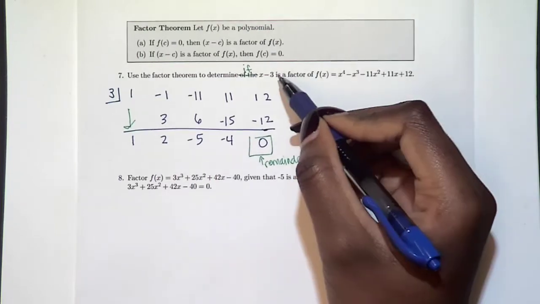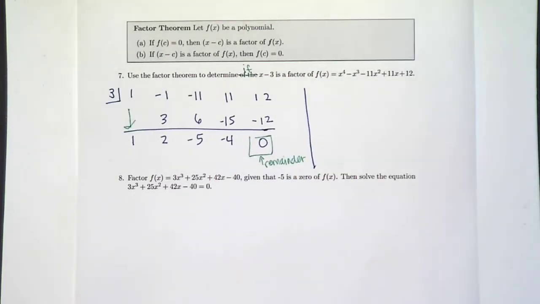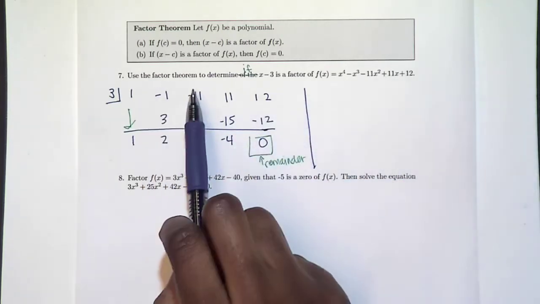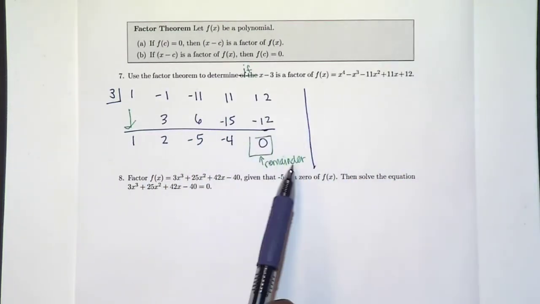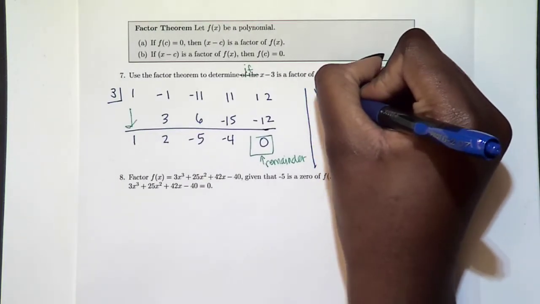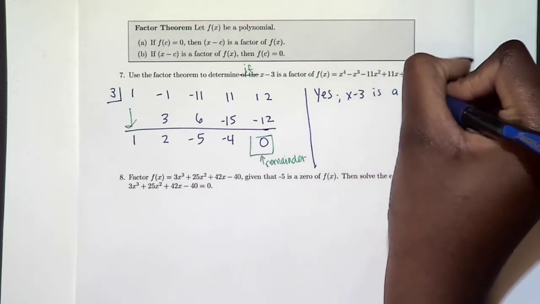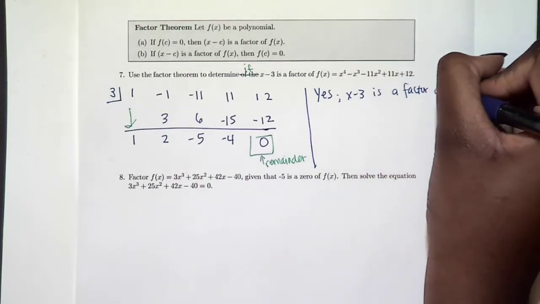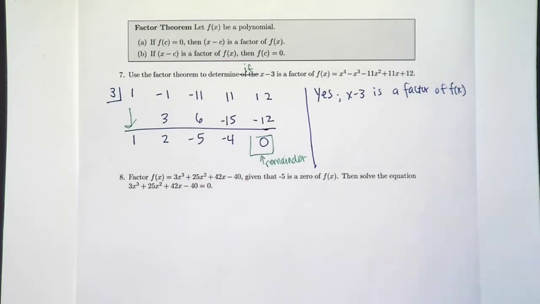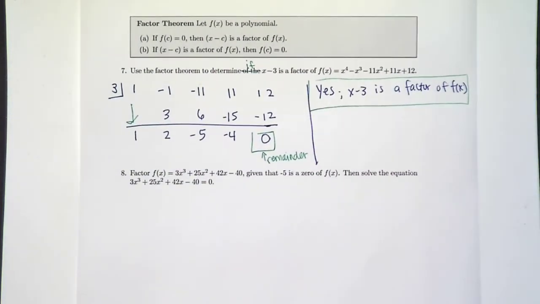That means that x minus 3 goes into this function evenly. So that means it is a factor. So the answer to this question, to determine if x minus 3 is a factor, well, our remainder is 0, so that means yes, it is a factor. If our remainder was not 0, then it's not a factor. So the answer is yes. X minus 3 is a factor of our function. And I'll also show you how that works too, so you can see what I mean by factor.